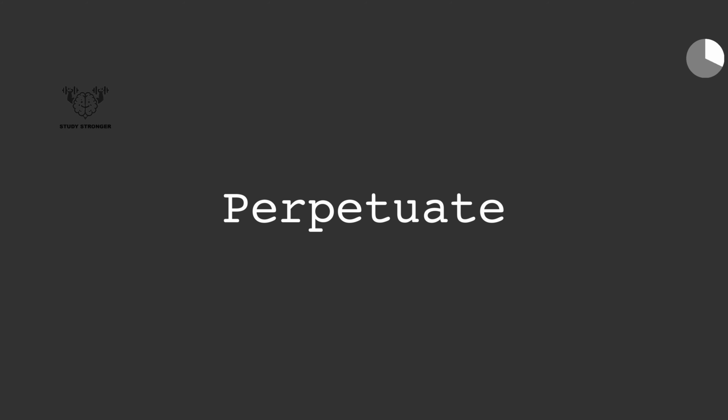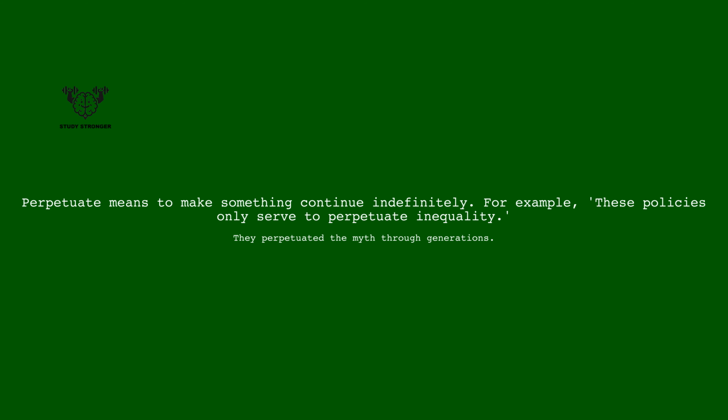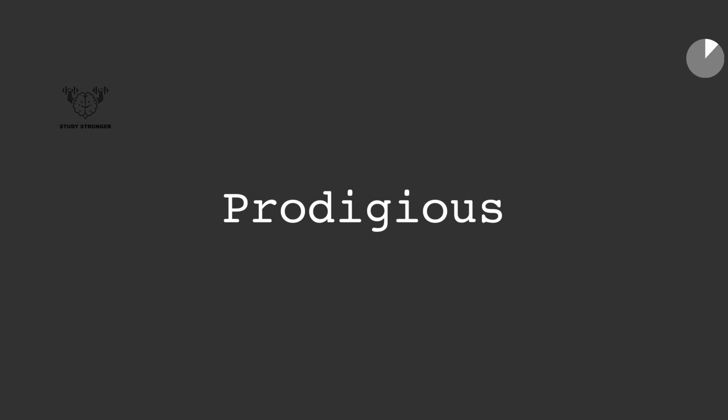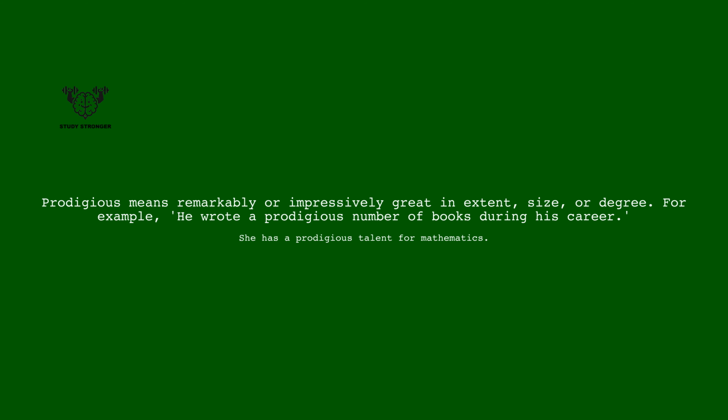Perpetuate. Perpetuate means to make something continue indefinitely. For example, these policies only serve to perpetuate inequality. Prodigious. Prodigious means remarkably or impressively great in extent, size, or degree. For example, he wrote a prodigious number of books during his career.